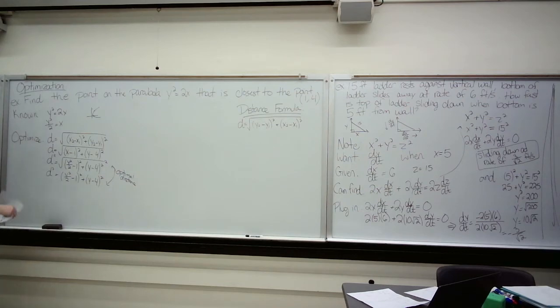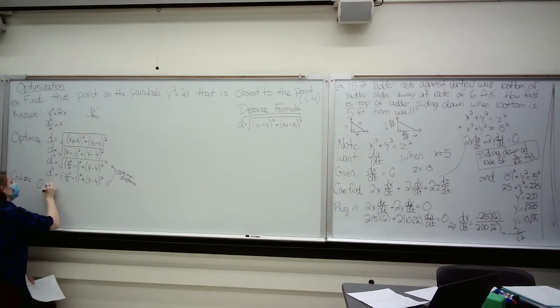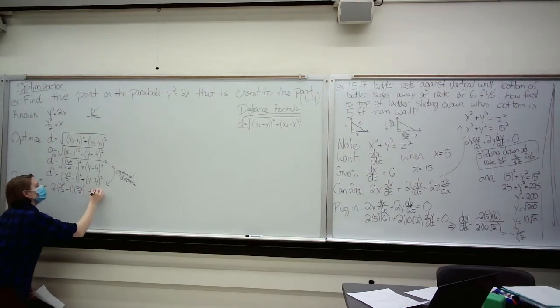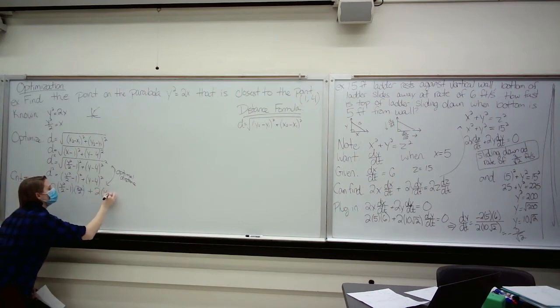Okay. So we have this, cool. So now we're going to find my critical numbers. That again is when we set my derivative equal to 0. So 0 equals, let's find my derivative. I'm going to use my chain rule here: 2y squared over 2 minus 1, this becomes a 1, times the derivative of my inside, 2y over 2, so that just cancels to be y, plus, now bring down my 2y minus 4, times the derivative of my inside, so times just 1.